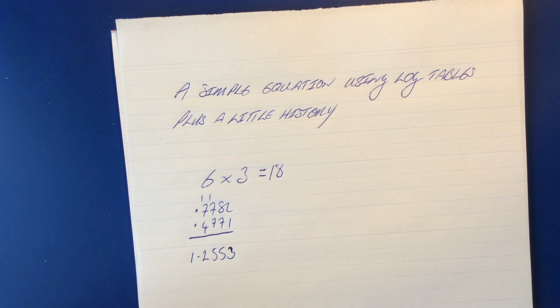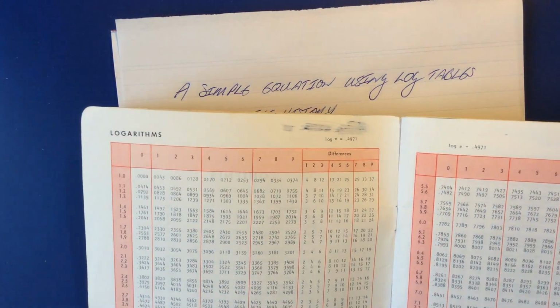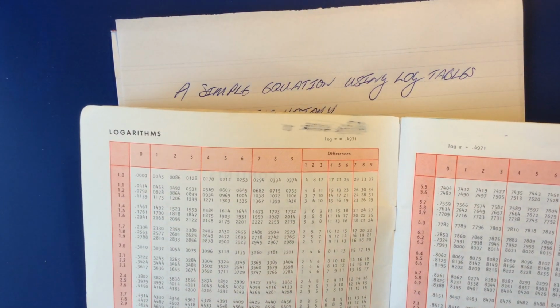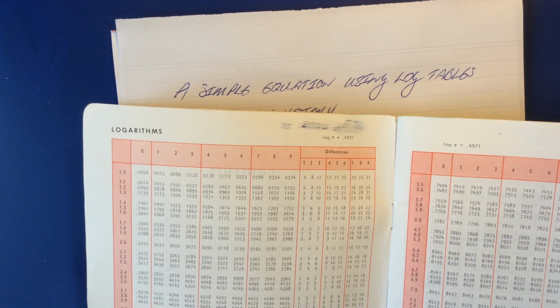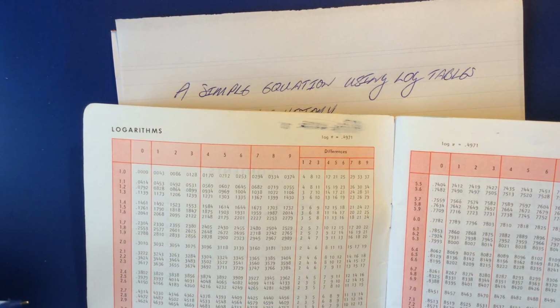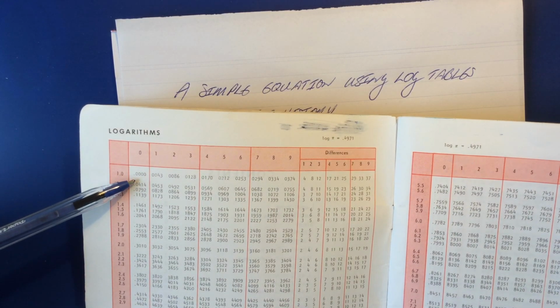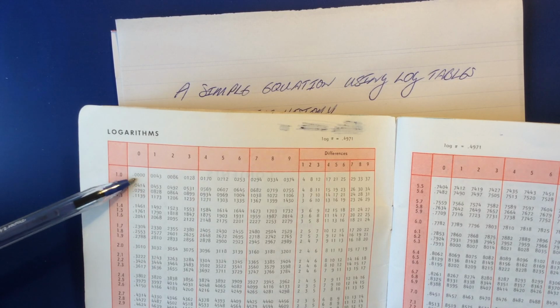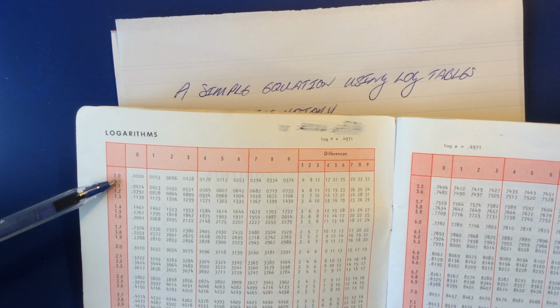I suppose my attending school now qualifies as history. It was so long ago. And when I did, we used log tables. We didn't have calculators, we used log tables. And all of these tables were in base 10. So for instance, 10 to the power of 0, that's the logarithm, the power equals 1.